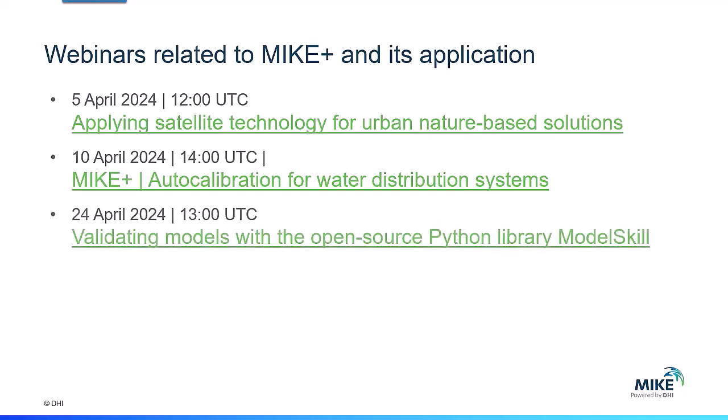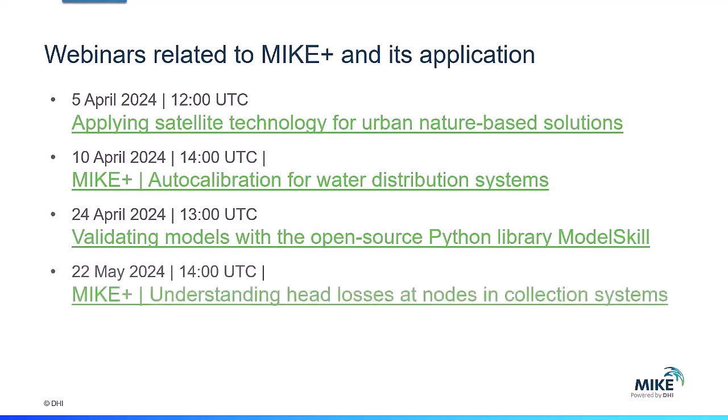Then if model skill caught your attention, there is a full webinar only about model skill, but be aware the exercises might be a bit marine or rivery, not really urban. Still, the library is applicable to all of these domains. And I think the final one is in May, understanding head losses at nodes in collection systems. This one will use Mic Plus Python as well. So we already have a very nice script classifying manholes based on the connecting pipes.